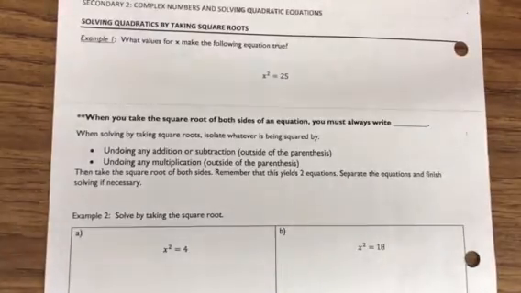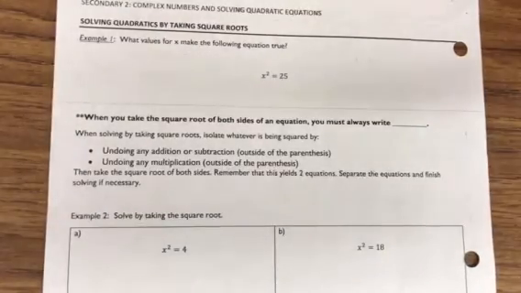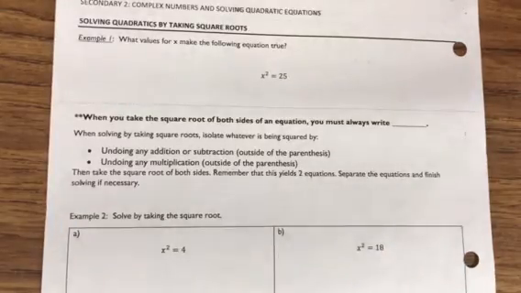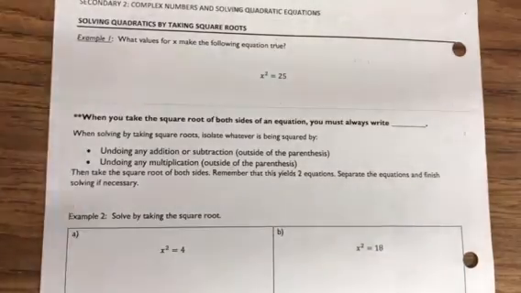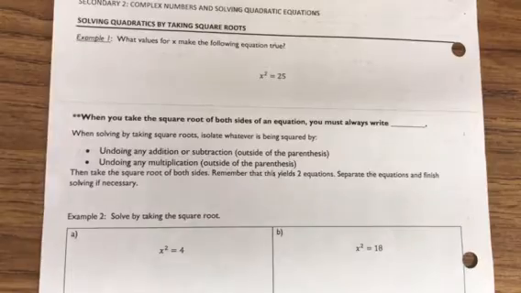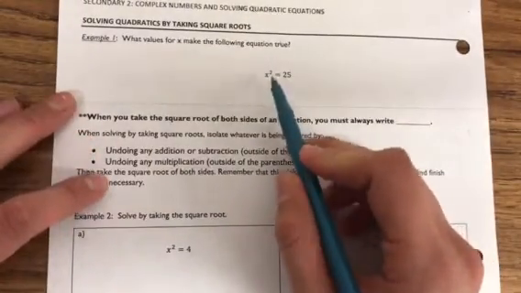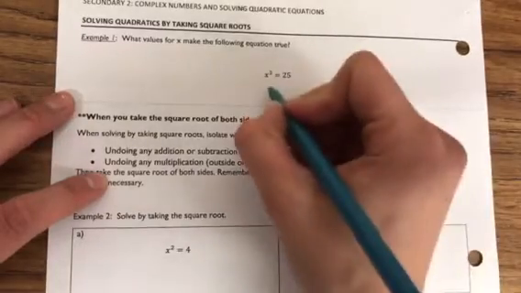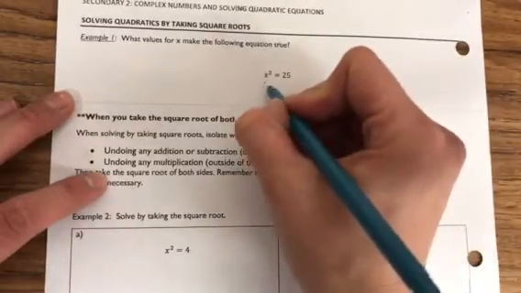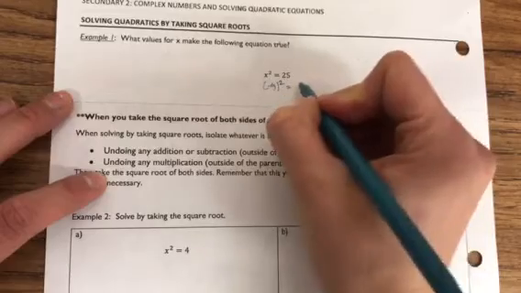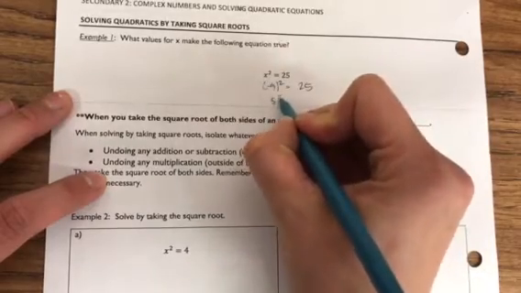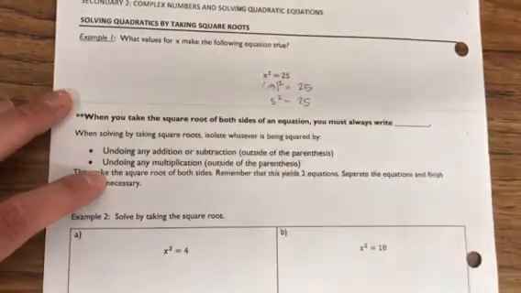Okay, we're going to look at another way that you can solve square roots. We call this solving by taking the square root, or the square root property. Notice if we look here at x squared equals 25, there are two numbers that I can use to make this true. If I use negative 5 squared, that's 25, but if I use 5 squared, that's also 25.